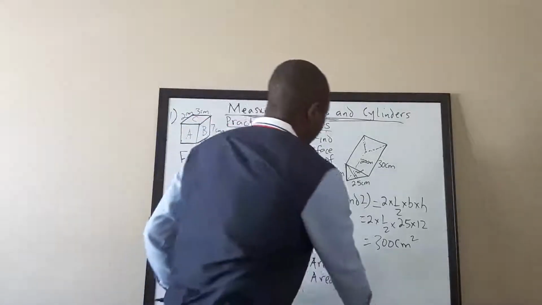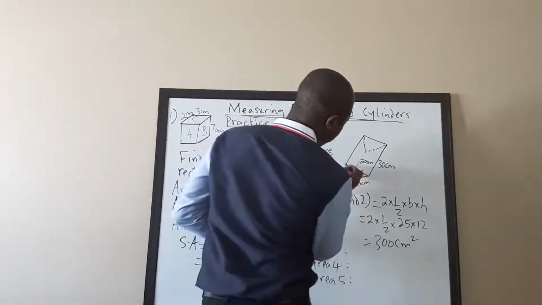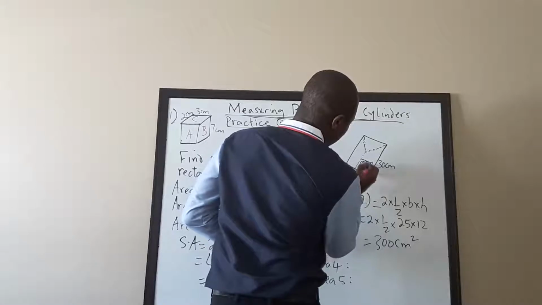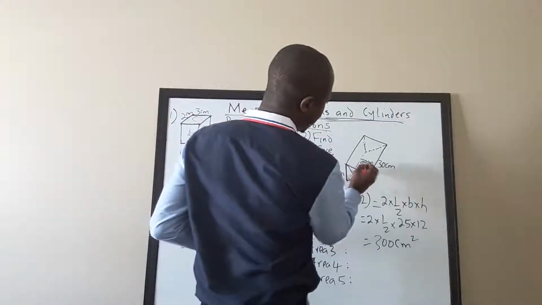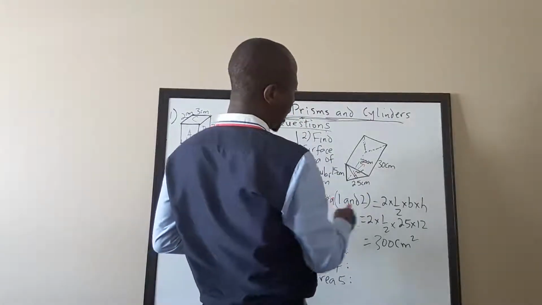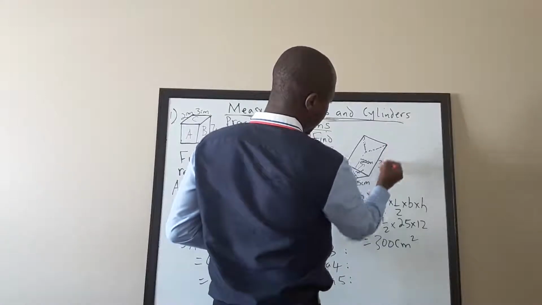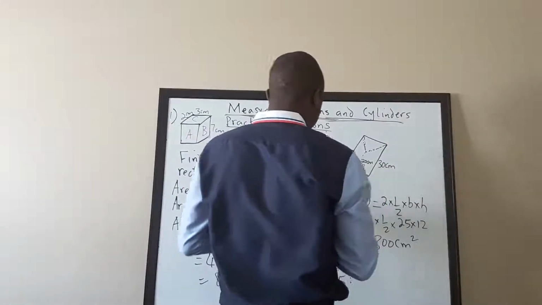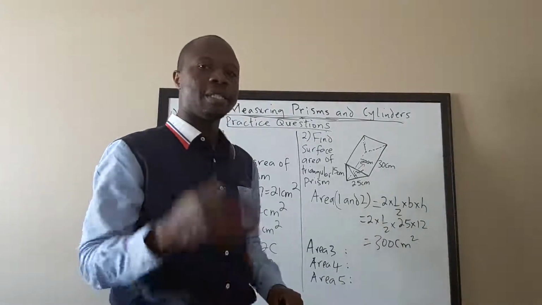I apologize. Actually, this length here is 20 centimeters. So that means for this particular shape here, it's going to be 30 times 25. So we're looking at a rectangle, so that is length times width.